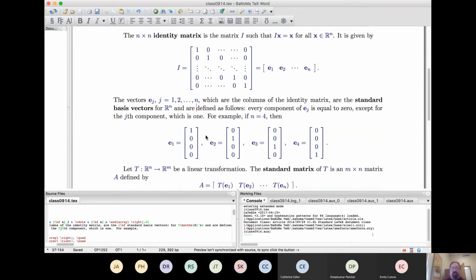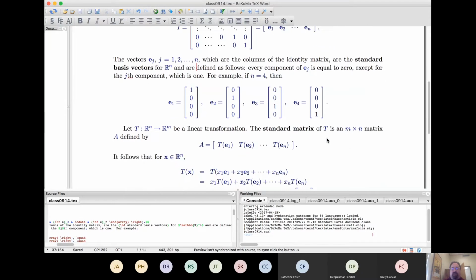Okay, now these columns of the identity, these standard basis vectors, are helpful for describing the standard matrix of a linear transformation. So if you have any linear transformation, and notice here we have n inputs, m outputs, then to get the standard matrix, you apply the transformation to each column of the identity matrix. So T of E1 is the first column, T of E2 is the second column, and so on. Once you do that, you put these results together as columns of a matrix, and that is your matrix A, the standard matrix of the transformation T.